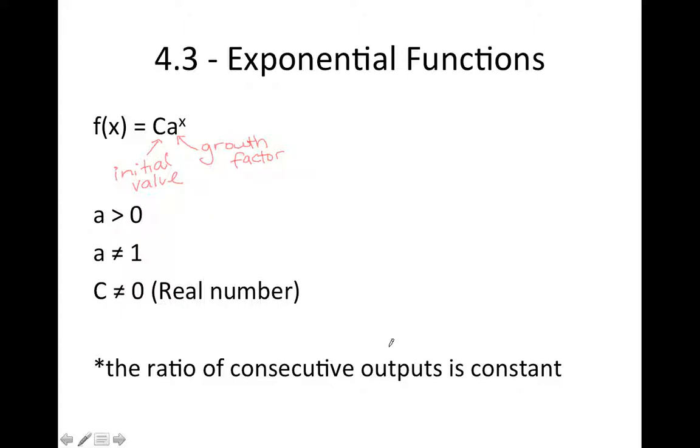The ratio of consecutive outputs in an exponential function is constant. So remember, the word ratio means the fraction. So what you'll be doing is checking the ratio between consecutive outputs to make sure that it's always the same, and that will tell you that you do in fact have an exponential function.